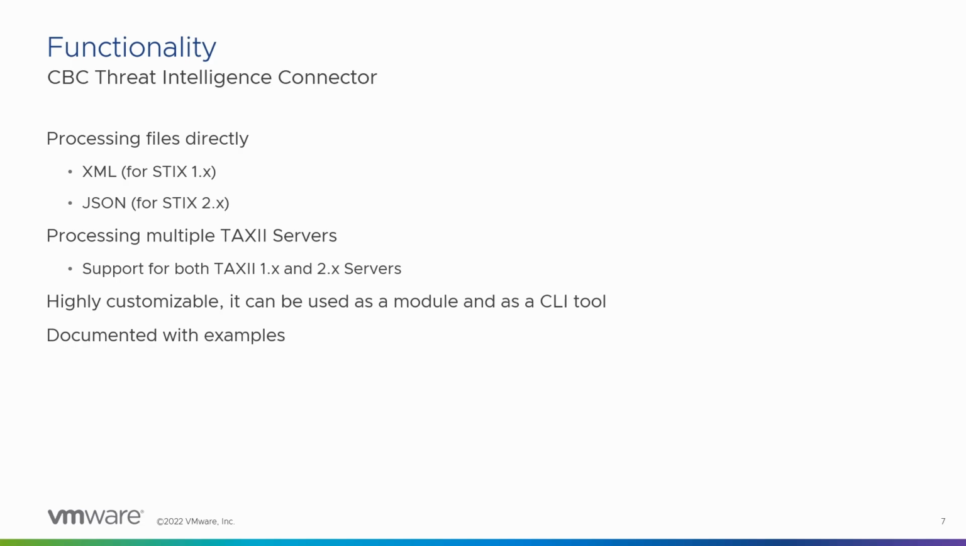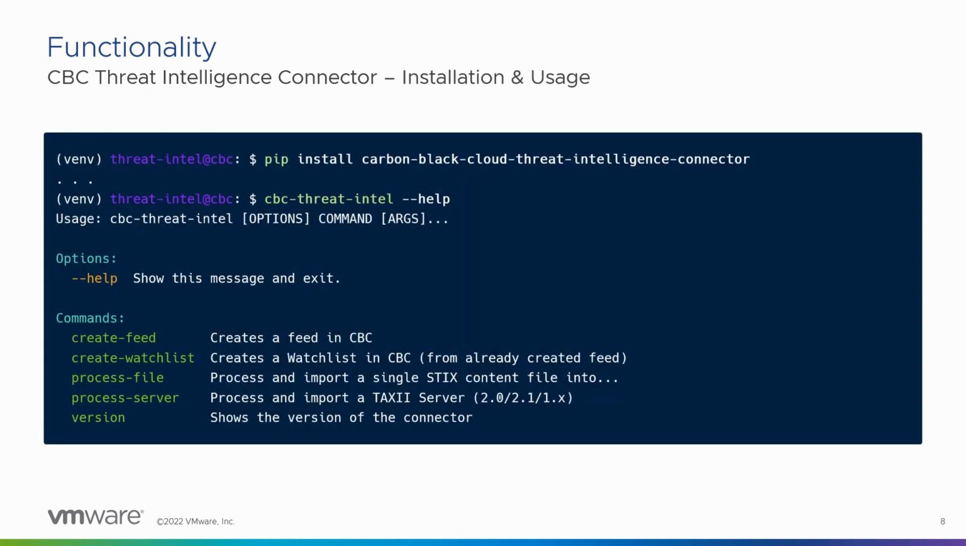We have a well-documented guide in the Carbon Black Cloud developer network, so you can see there. Now, this is an example of the CLI tool. You can see that we first install the connector with pip install, and then we can use it. In this case, I've run it with the help option, and you can see what commands we have. We have create feed, create watchlist, process file, process server, and version. In the demo, I will demo some of those functions.